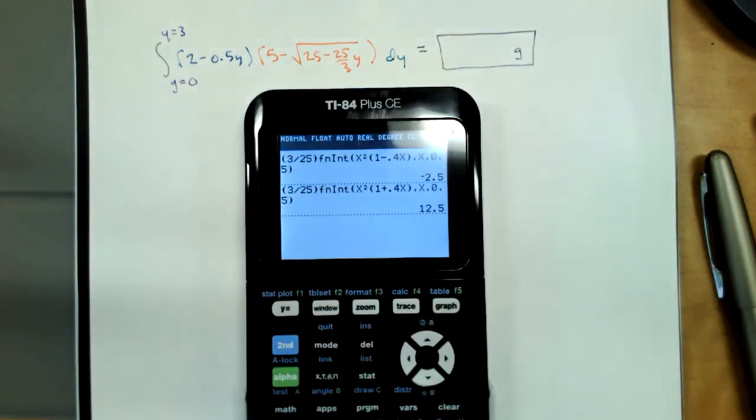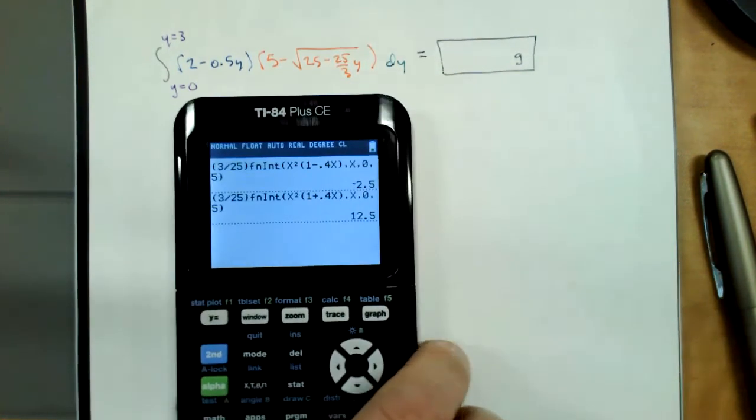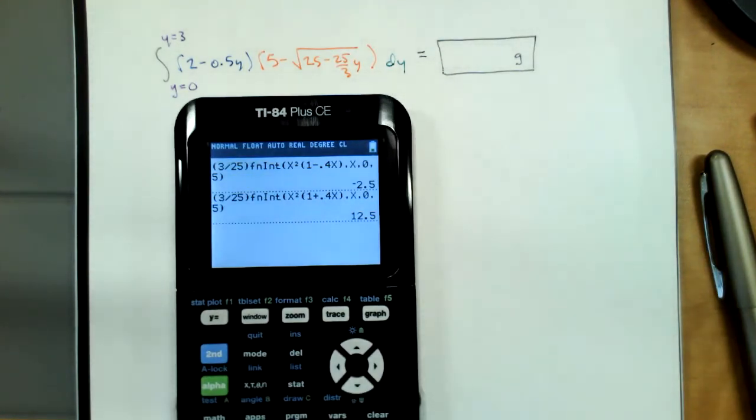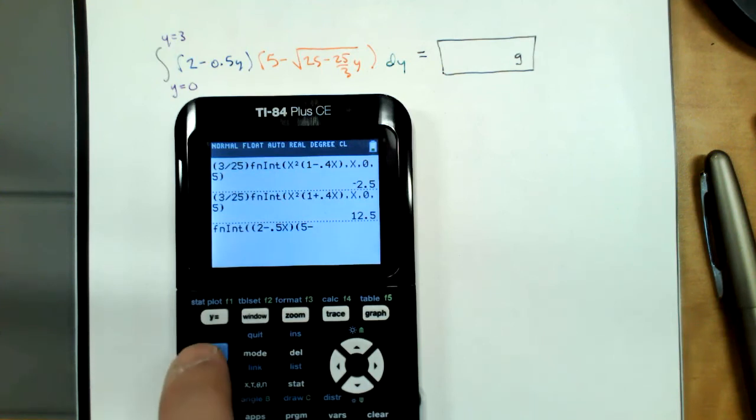It's going to be a little bit messier to plug in, but still we can just plug this in all in one go. So we're going to do the integral. My first factor is 2 minus 0.5y, close parentheses, open the next parentheses, which is 5 minus the square root of a bunch of stuff. When I hit square root, I open up parentheses.